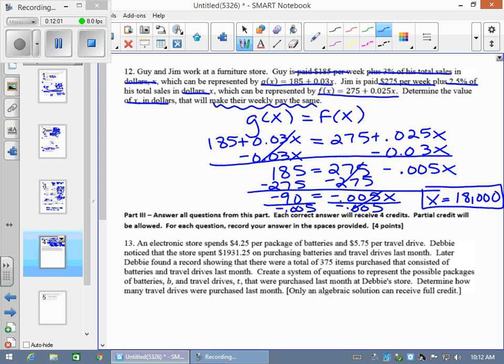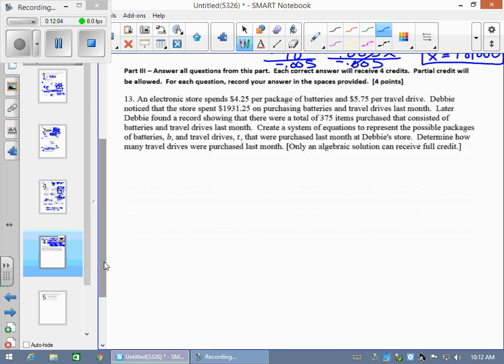For question 13, we're talking about an electronics store that spends $4.25 per package of batteries and $5.75 per travel drive. So Debbie is noticing that the store spent $1,931.25 on purchasing batteries and travel drives last month. Later, she finds a record showing that there were a total of 375 items purchased that consisted of those batteries and travel drives. So we're being asked to create a system of equations to represent the possible packages of batteries B and travel drives T that were purchased last month, and then determine how many travel drives were purchased.